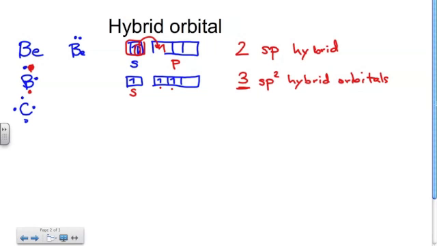If we look at carbon, remember, carbon can form 4 bonds. So that means we're going to have a total of 4 orbitals. Since there's an s, there's an S, and then there are 1, 2, 3 p orbitals being used. So these are sp3 hybrid orbitals. Hybrid, not hydrid.